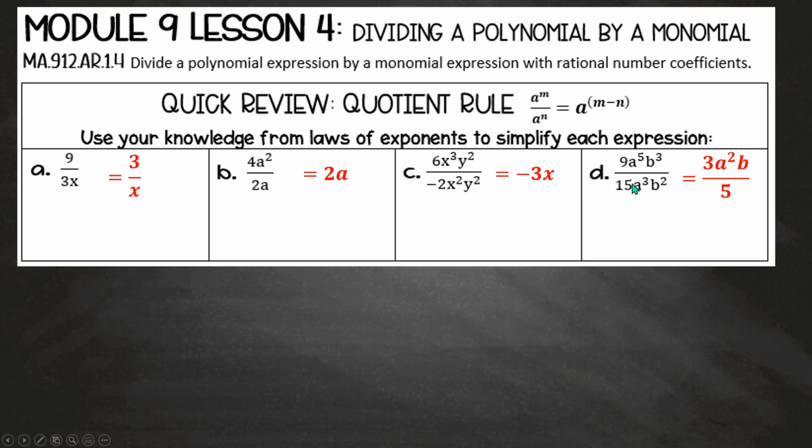Finally, we have 9 over 15, and 9 over 15 will simplify to 3 over 5 because we can divide both of those coefficients by 3. A to the power of 5 over a to the power of 3, and I get a squared. B to the power of 3 over b to the power of 2, and I just get b. Now, if you still struggle with your exponent rules or dividing a monomial by a monomial, you need to go back to Module 7 for me and review your exponent properties.